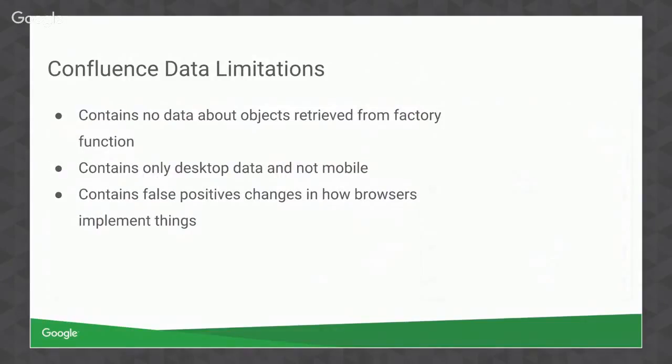One thing I should make clear: this is not a problem with anything Mark did. He's a brilliant guy, and the limitations to this data are actually inherent in the browsers themselves. Right now it cannot get data on objects retrieved from object factories. So if you get an object by calling widget dot get interface, Confluence has no way to get information about whatever interface comes back.